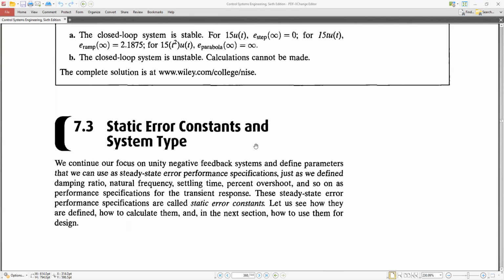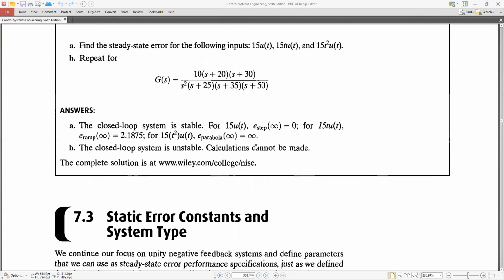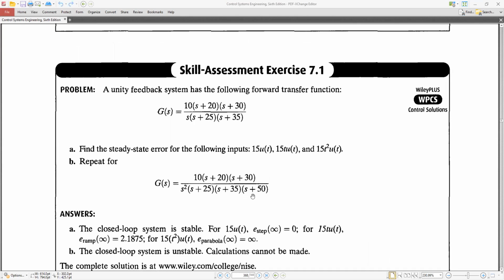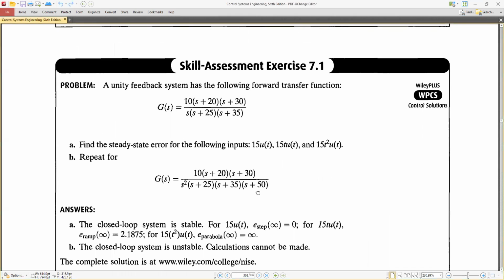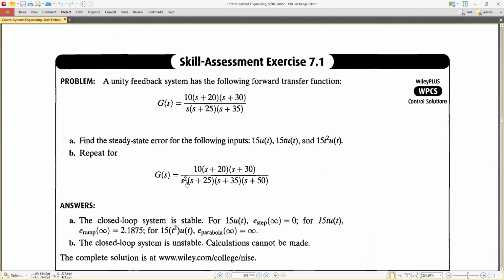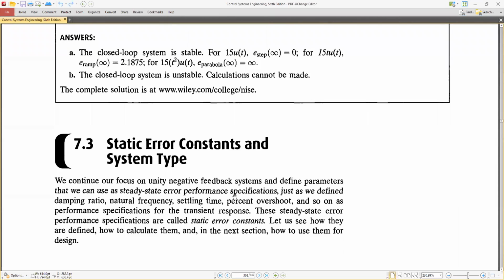Okay. Now static error constant and system type. Sir, s plus 50, where is it from? Here. Just do the calculation here. I just did the rough work. Just multiply this one. If you multiply this one, then you will see what the equation is. Then put it in the root table. Okay, sir. It comes from here.